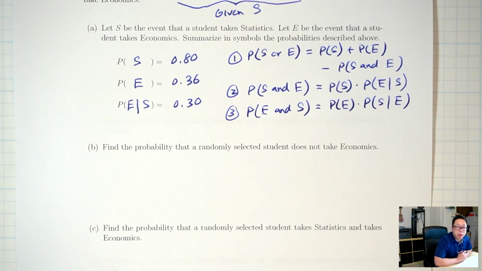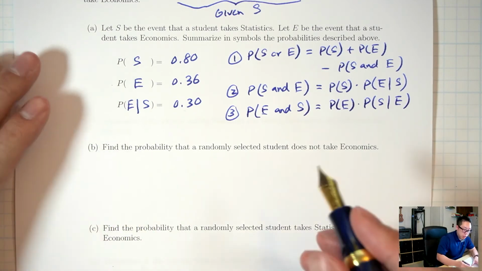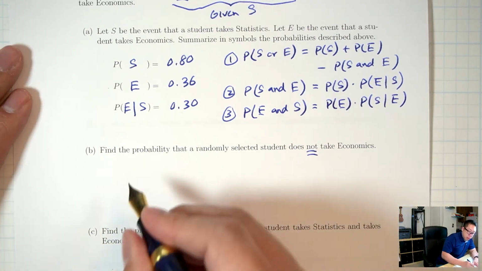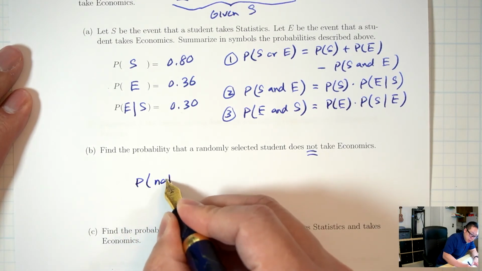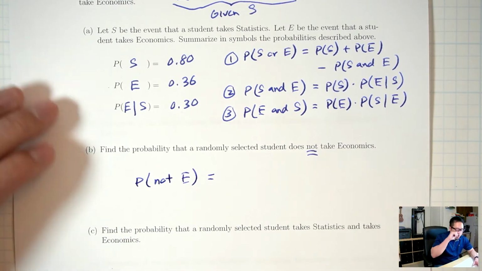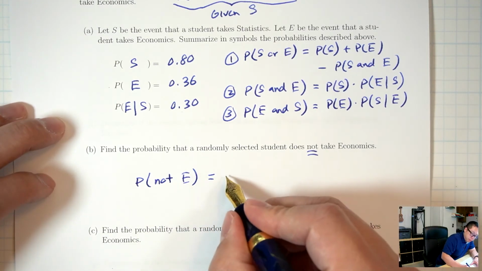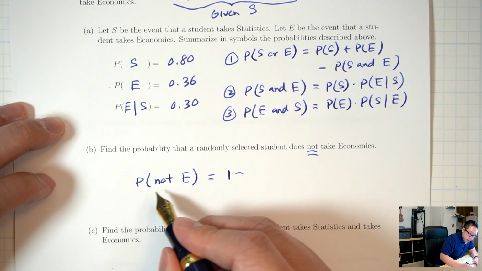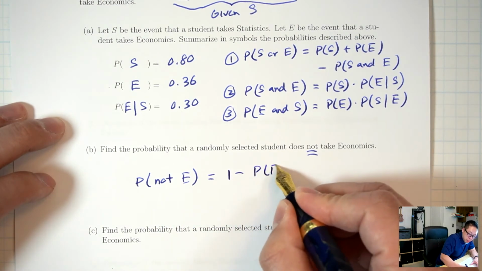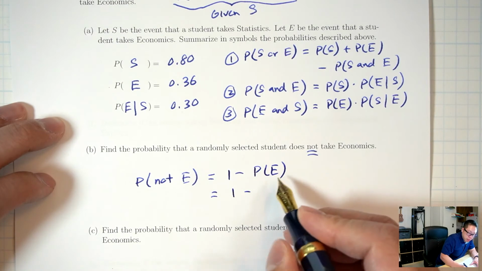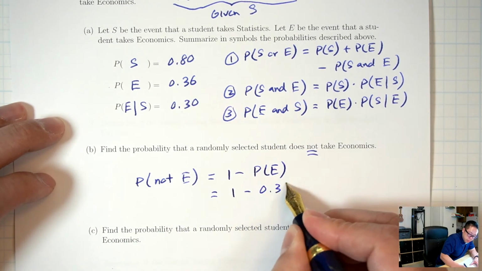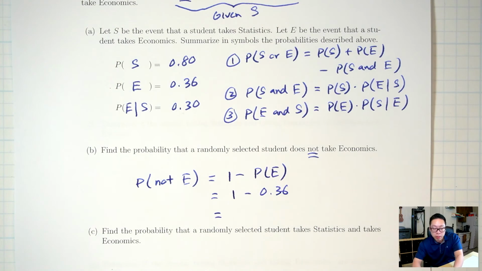Part B, find the probability that a randomly selected student does not take economics. So keyword here is not. I'm looking for a probability of not E, not economics. Okay, if I know E is 0.36, not E, right, so that's the complement, we just do 1 minus. So probability of not E is 1 minus the probability of regular E, and that's 1 minus 0.36. 1 minus 0.36 is 0.64.